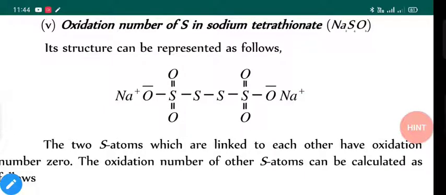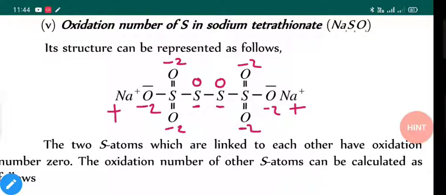So two sulfurs are attached with only sulfur atoms. So they have similar types of atoms in their bondings. That's why they will get 0 oxidation state. So both of the central sulfurs will get 0 oxidation state. Now all the remaining elements will behave normally. So oxygens will have minus 2 oxidation state. So all of the oxygens are in minus 2 oxidation state. Sodium is in plus 1 oxidation state. So if we calculate the outer sulfur, then you will see they have plus 5 oxidation state.